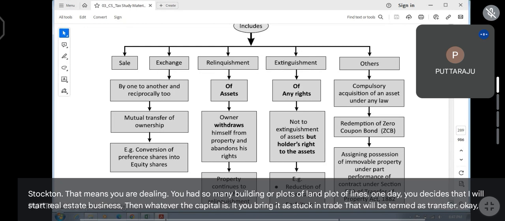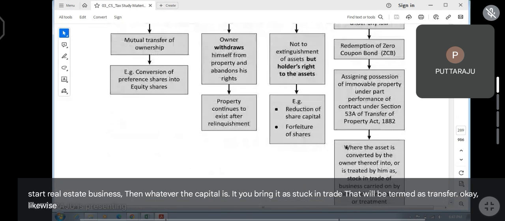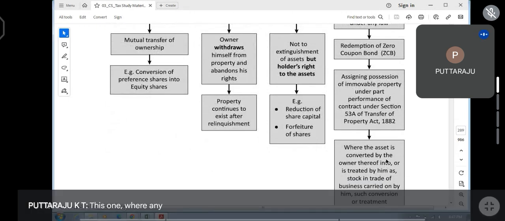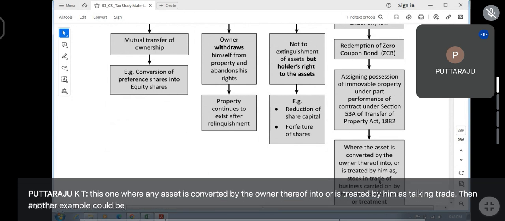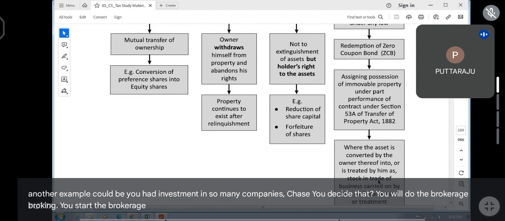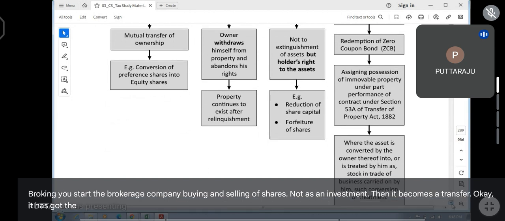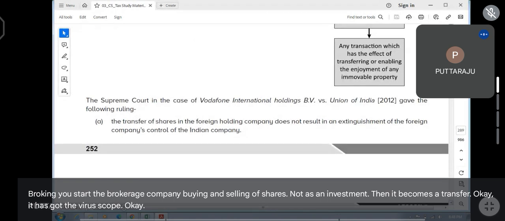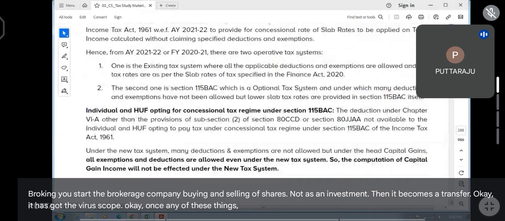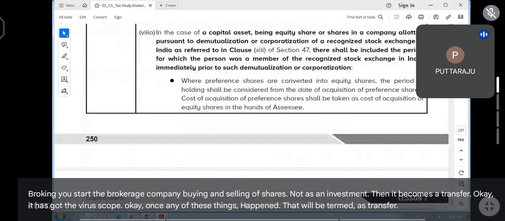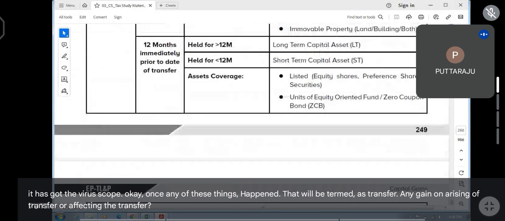Likewise, where any asset is converted by the owner thereof into, or is treated by him as, stock in trade. Another example could be, you had investments in so many companies' shares. You decide that you will do broking. You start a brokerage company, buying and selling shares, not as an investment. Then it becomes a transfer. It has got a wider scope. Once any of these things happen, that will be termed as transfer. Any gain arising on the transfer will be chargeable to tax.